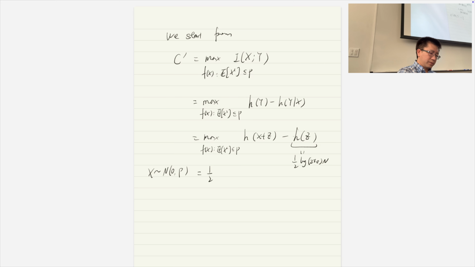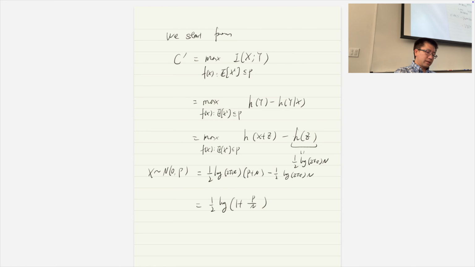Then we can write down the entropy as this: 2 pi e times (p plus n), and then we subtract this term, 2 pi e n. Oh, sorry, there's a minus sign, not plus. Now we have a log here, so we can combine those two. We use this divided by this, and the 2 pi e is canceled. Then what we have is 1 plus p over n. Right, p plus n divided by n is 1 plus p over n.